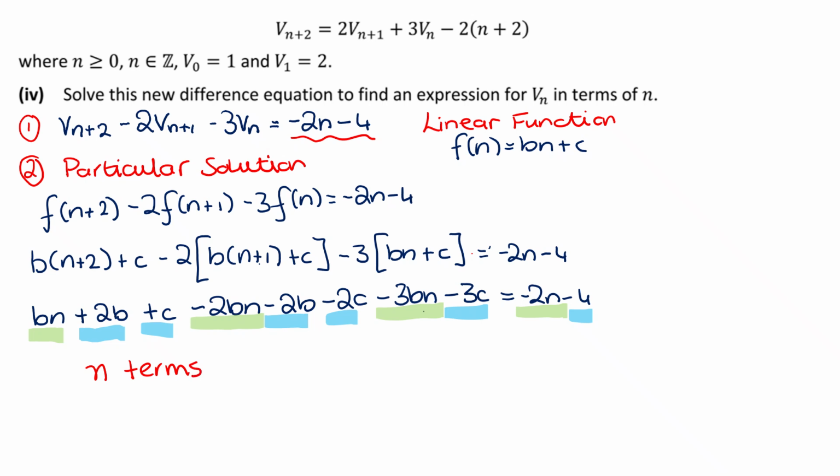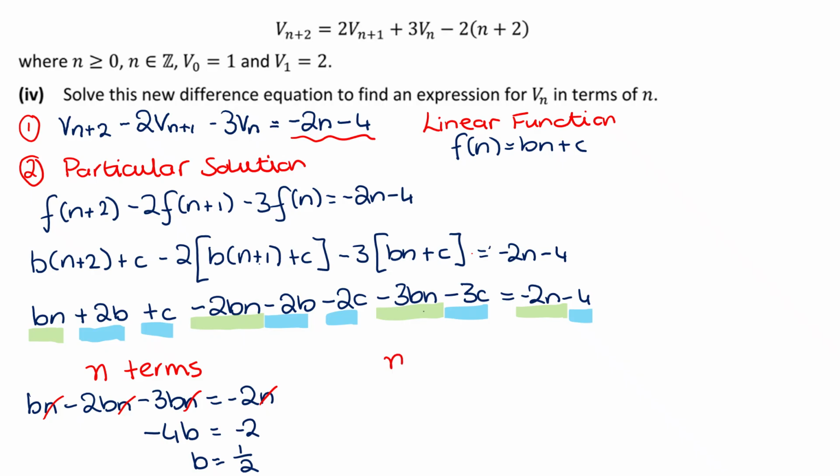So our n terms. So we get bn minus 2bn minus 3bn equals minus 2n. And each of these has an n term, so we can either ignore the n, you can think of that as divide across, but we can simply focus on the coefficients. So I have b minus 2b minus 3b, that gives me minus 4b equals minus 2. So that gives us b equals 0.5.